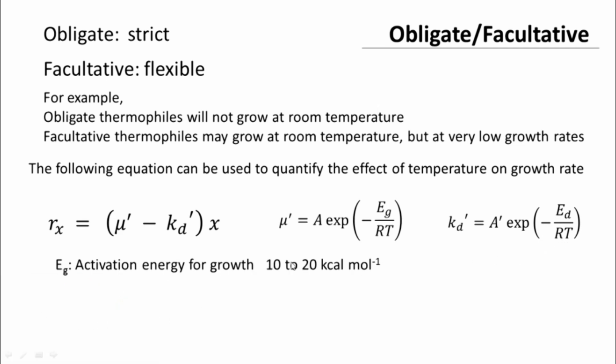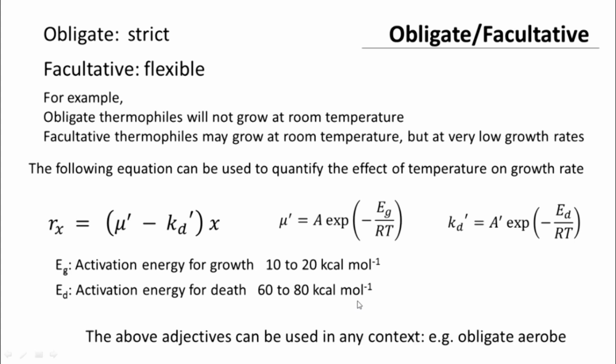The activation energy for growth is typically in the 10 to 20 kilocal per mole range. Okay, that's a nice number to know, to be able to predict back of the envelope what would be the effect of temperature on growth rate, 10 to 20 kilocalories per mole, whereas the activation energy for death here, Ed, is 60 to 80 kilocalories per mole. Okay. So this is some sort of a mathematical model which gives us the effect of temperature on the growth rate of the organism. Okay, this we have already seen.